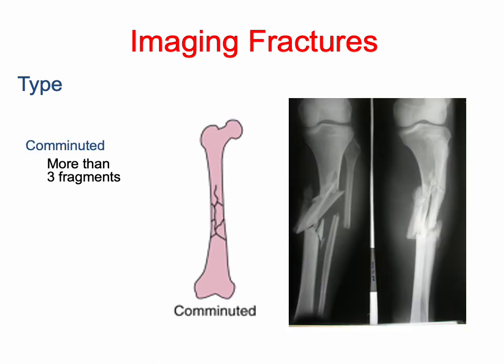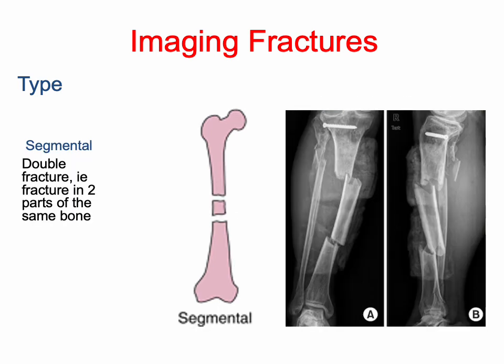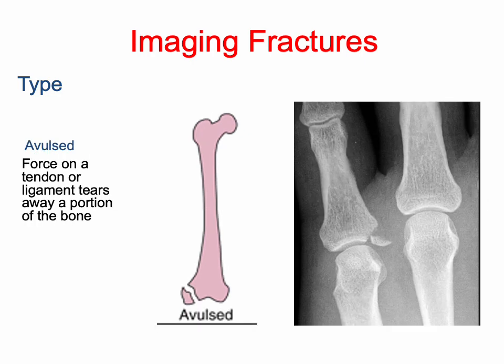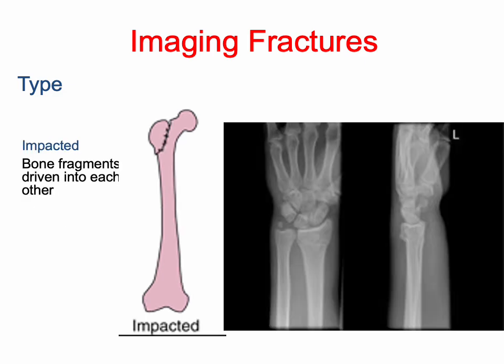Comminuted or multi-part fracture. Segmental, meaning the bone is broken in more than one place. Avulsion fracture, as we talked about before, where a tendon or ligament tears away a portion of the bone. Impacted, where fragments of bone have been pushed into each other, so this is an impacted fracture of the distal radius.